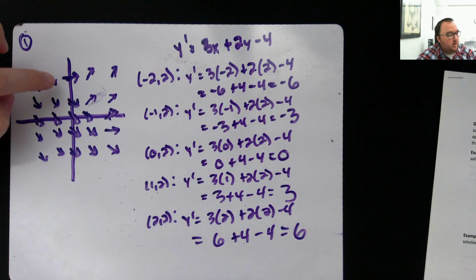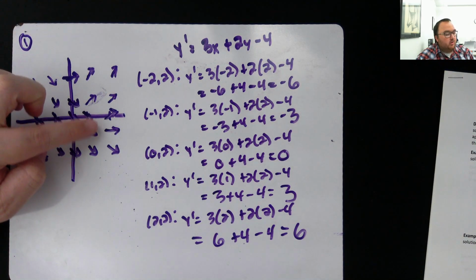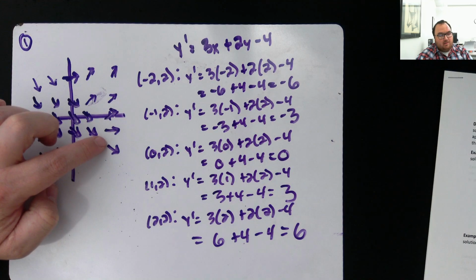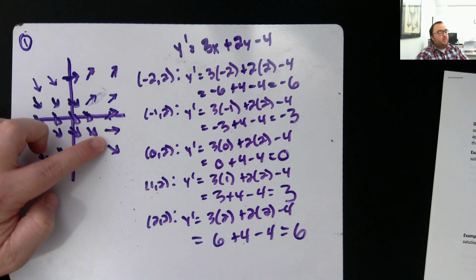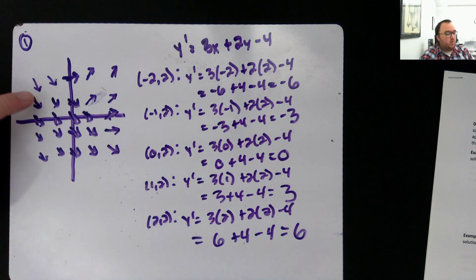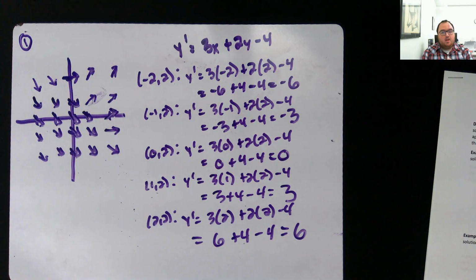The only straight ones are going to be at 0, 2, and then at 2 to negative 1. Everything else will either point down or up. So this is a slope field. Now you may be thinking, what does this do? Why do I care about this at all?